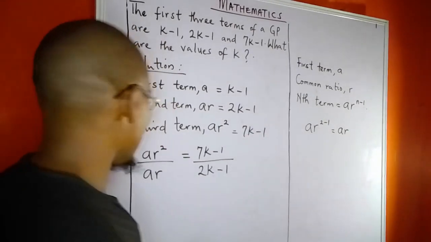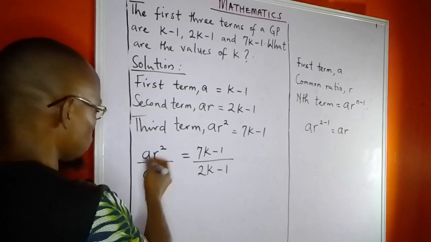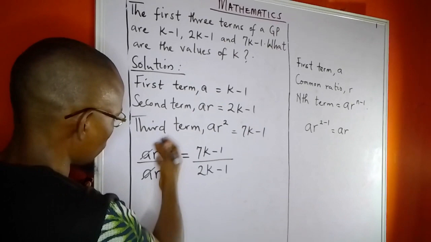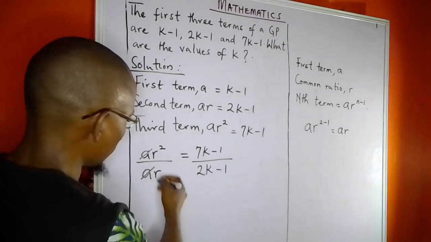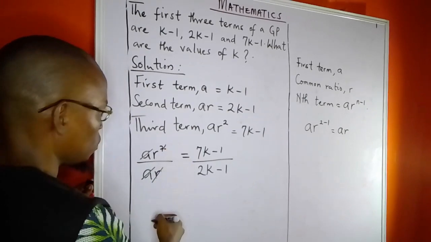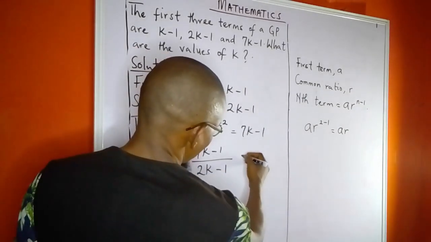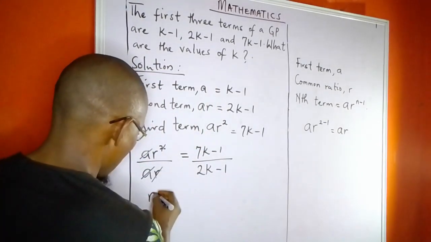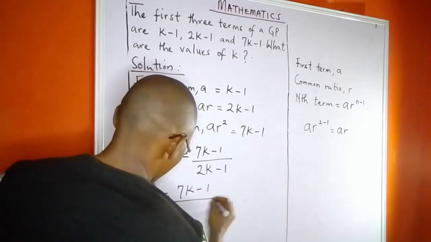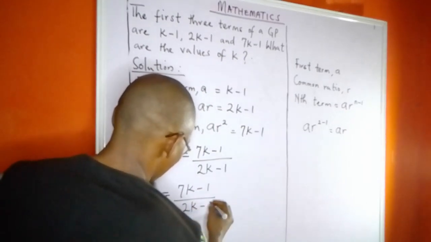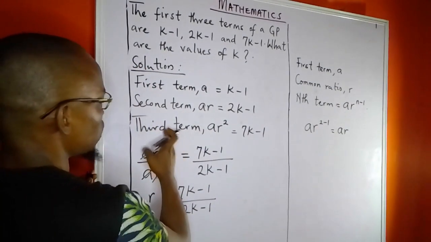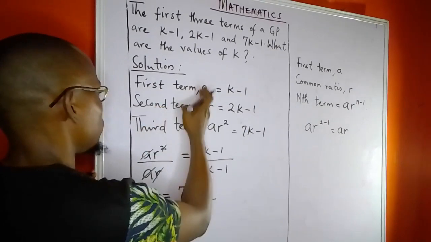Are we together? Okay, so since this is what we have here, we divide this. We divide A. So here, what do we have? R will cancel one of the R here, so it means here the common ratio r is equal to what? 7k minus 1 over 2k minus 1. That's the common ratio between the third term and the second term.